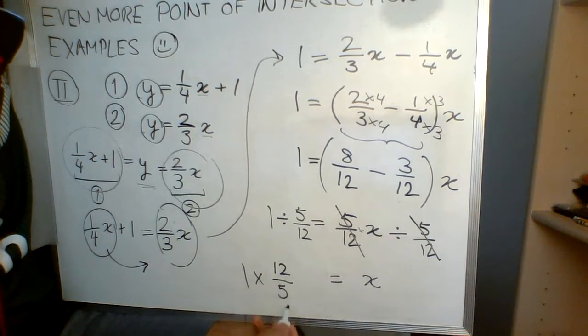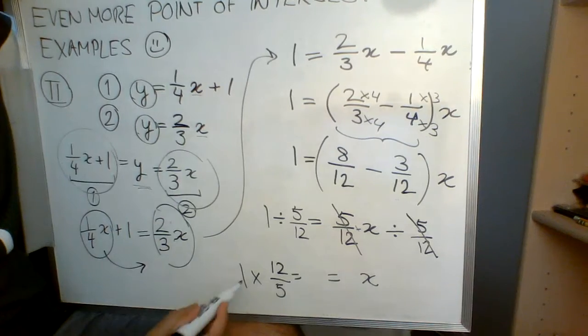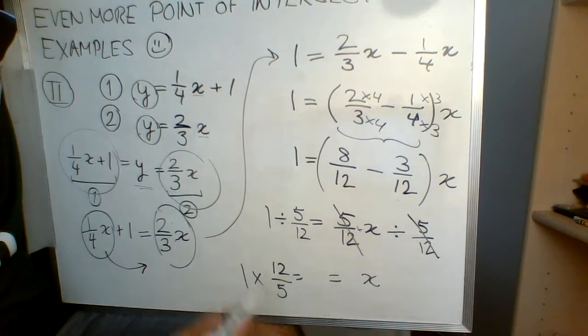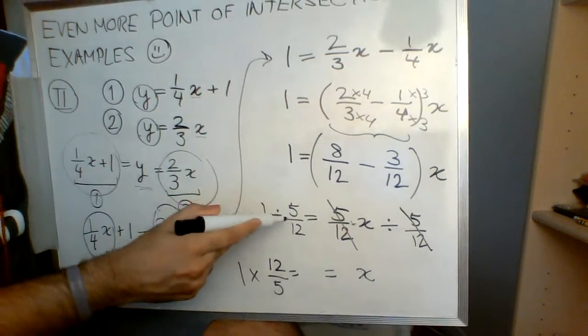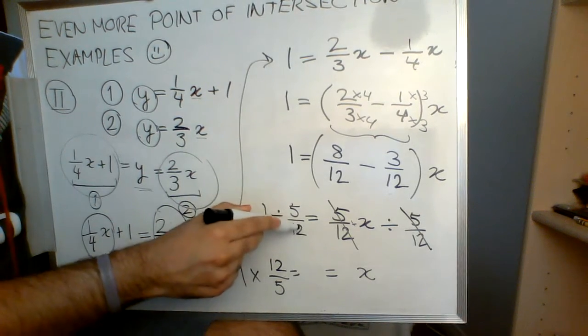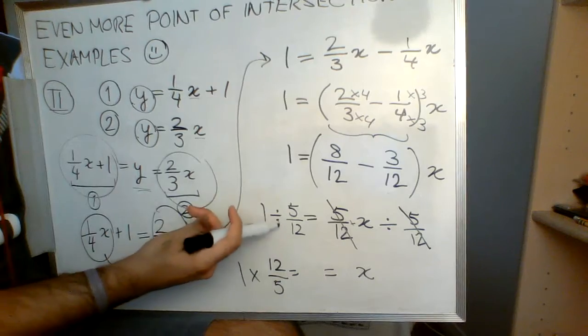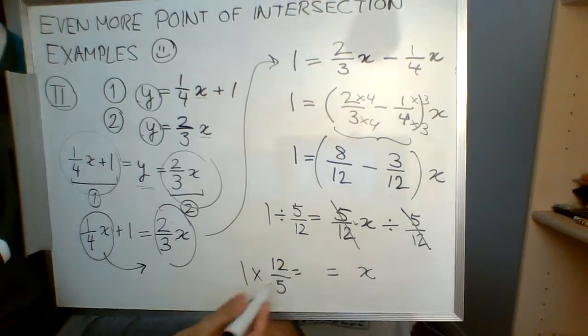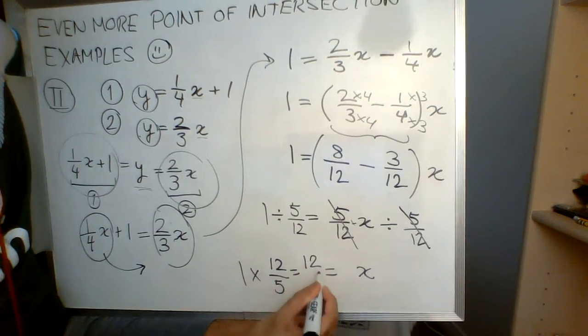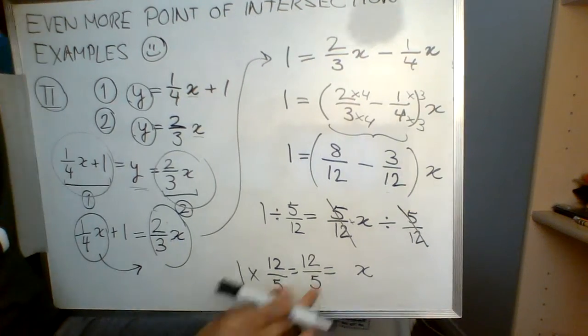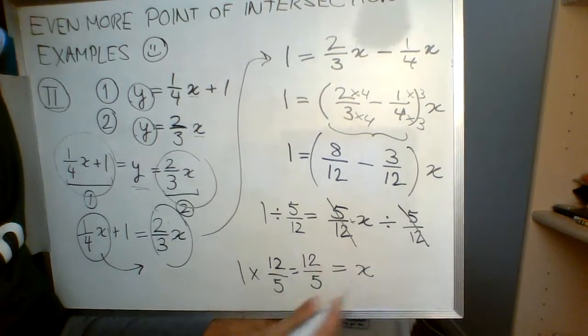12/5. If you remember division of fractions, right? That's going to be 1 times 12 over 5. Basically what we do is we take that second fraction, or that second term, we flip the fraction over and we change the division sign to a multiplication sign. So what we're left with then is 12 over 5 is equal to x.